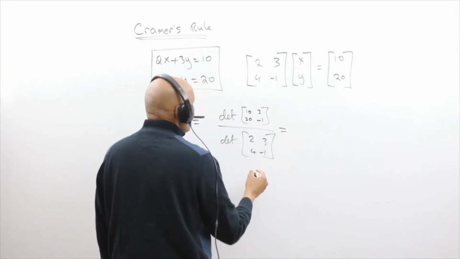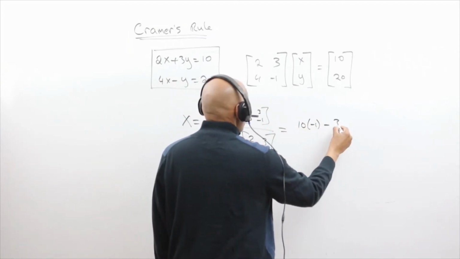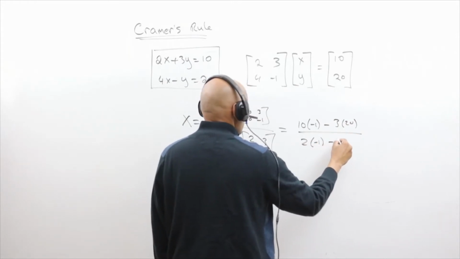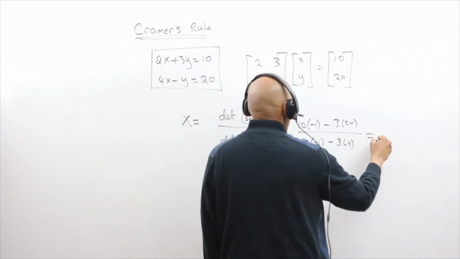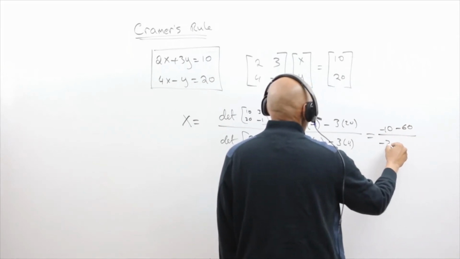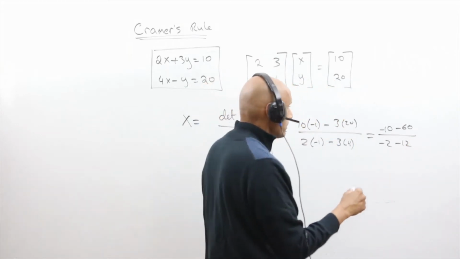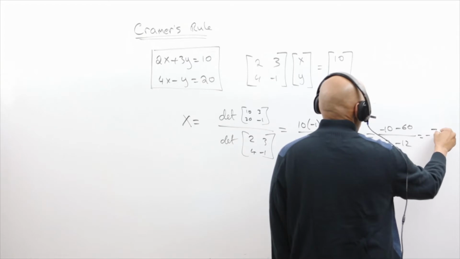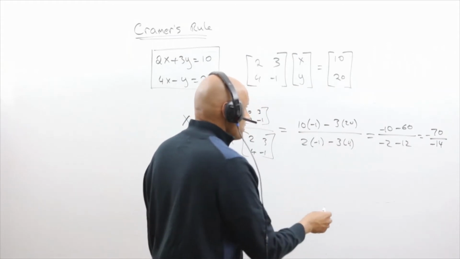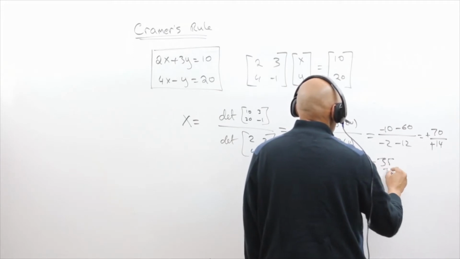And so we get the value of the 2 by 2 determinant: 10 times minus 1 minus 3 times 20, all over 2 times minus 1 minus 3 times 4. And so this is minus 10 minus 60, all over minus 2 minus 12. Let's take a look. Minus 70 over minus 14. I won't reduce this any further, but this is actually a positive 35 over 7. So I'll put this 35 over 7.